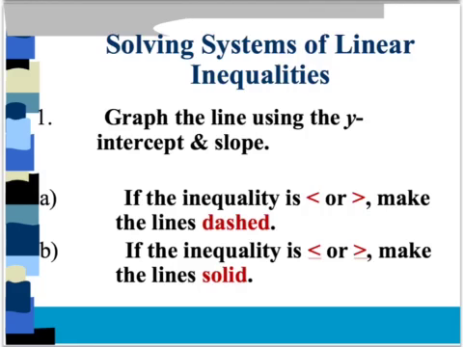Make sure you keep that exactly correct, because you don't want to mess that up. Solid means you can be equal to it, and dashed means it has to be inside it or outside it, whichever way you're looking on your graph.